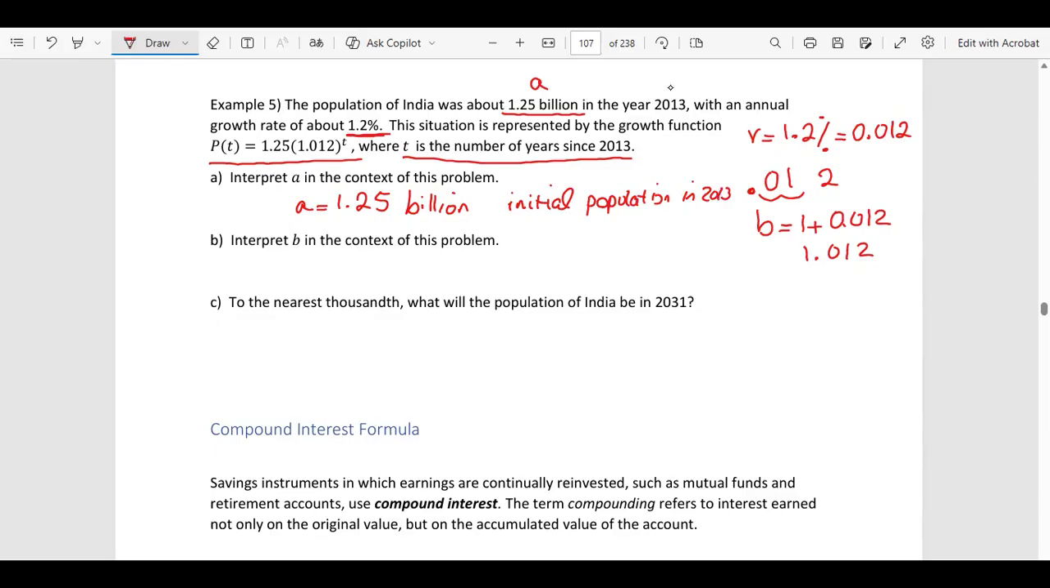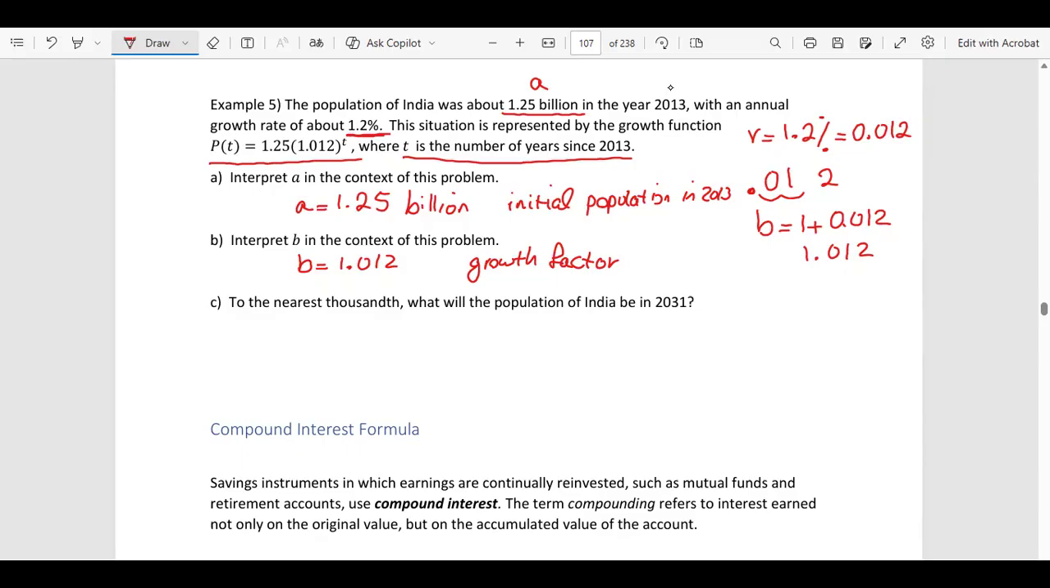Interpret b in the context of this problem. b is 1.012, which is the growth factor, which means that the population is increasing by 1.2% each year.